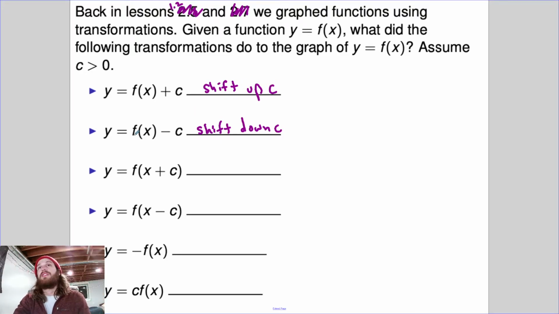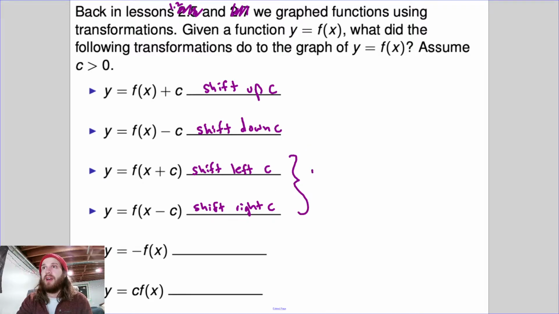It's like sliding it up. Subtracting c shifts it down c. If we added something before, like we did when we took the absolute value with our function, that actually was a shift to the left c units, and subtracting was a shift to the right c. So remember the things that happen on the inside. Inside, we think horizontal.